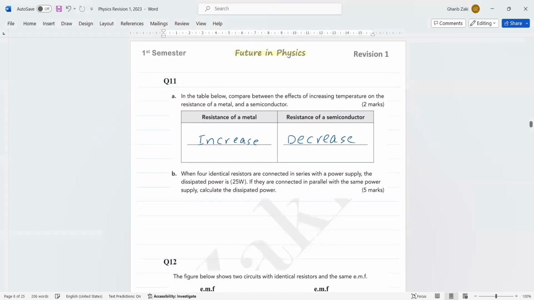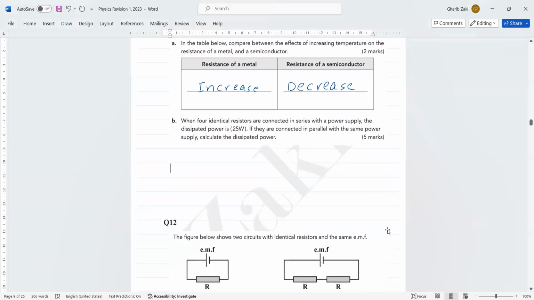Now, think with me of question part B. He said when 4 identical resistors are connected in series with the power supply, the dissipated power is 25 watts. If they are connected in parallel with the same power supply, calculate the dissipated power.